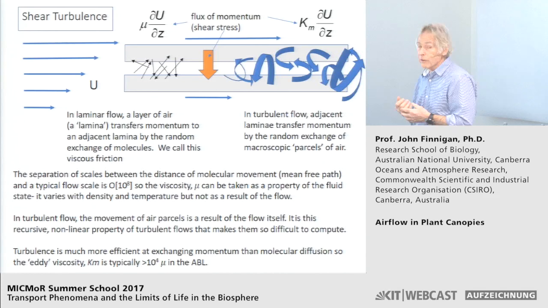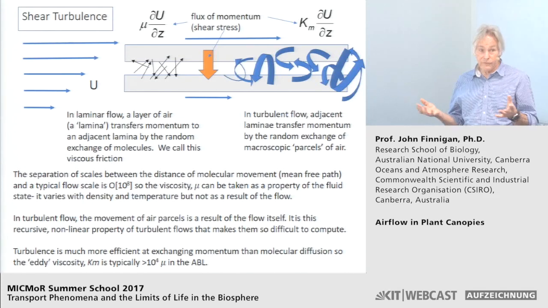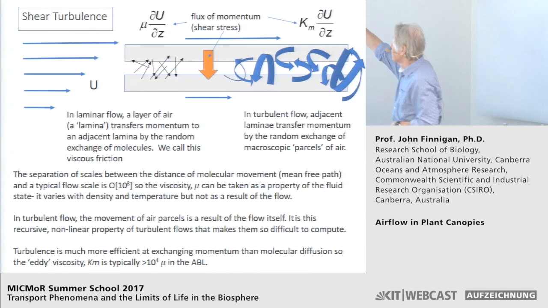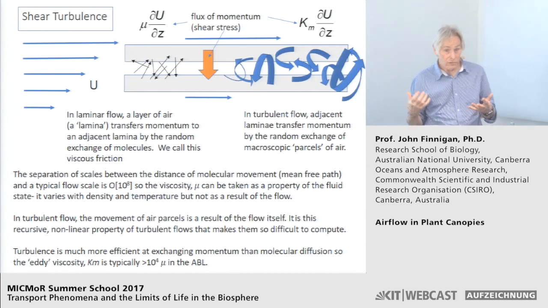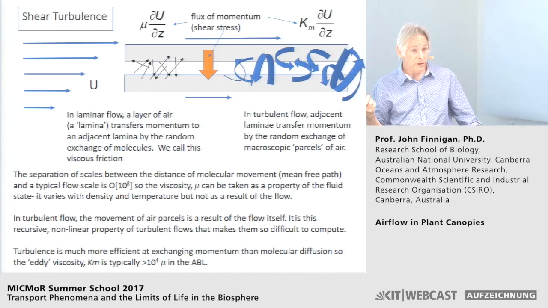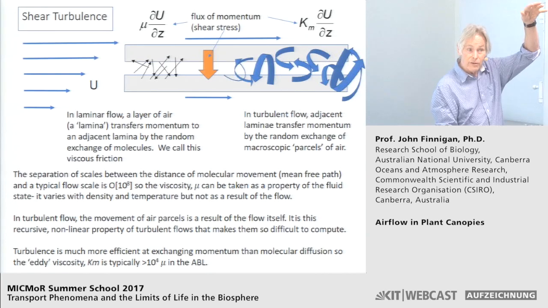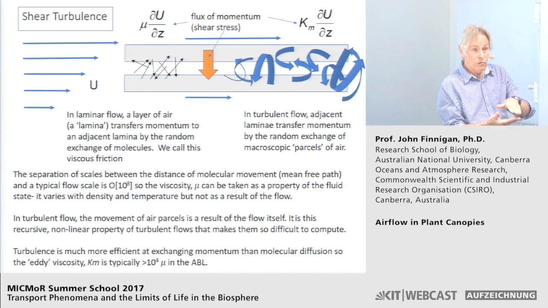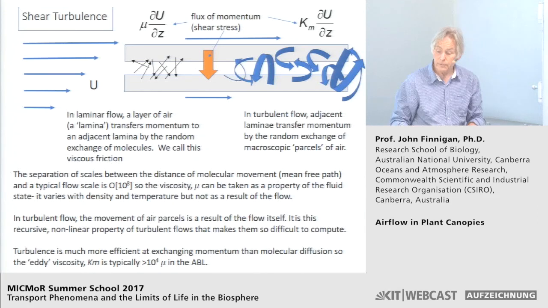Now, turbulence is much more efficient at exchanging momentum than molecular diffusion. So the eddy viscosity, the equivalent for a turbulent flow of the molecular viscosity, is 10 to 100,000 times larger in the atmosphere than the molecular viscosity. And that's why the boundary layer during the day can be kilometers deep. If there were no turbulence and we relied on viscosity, it would just be a meter or two deep.